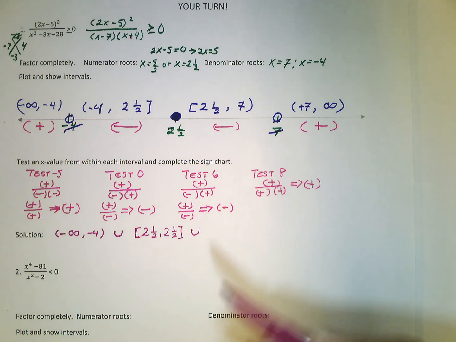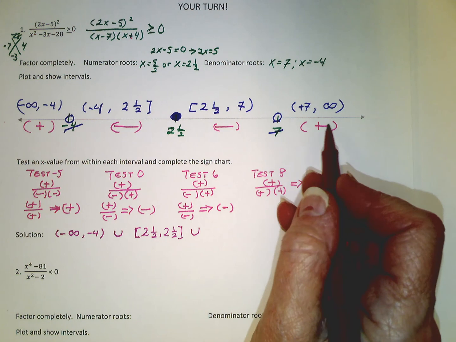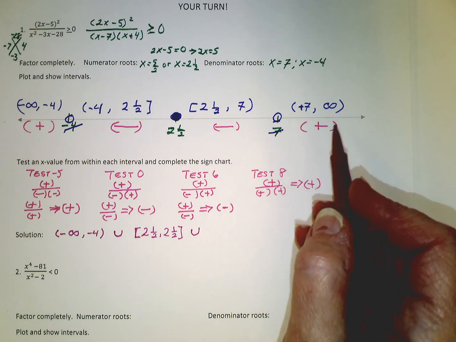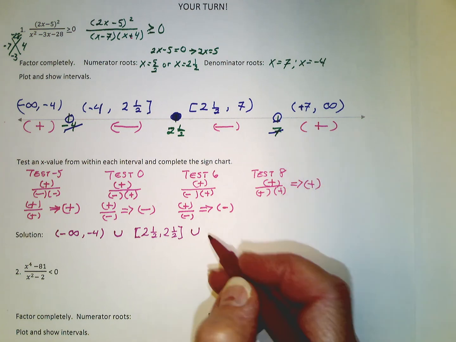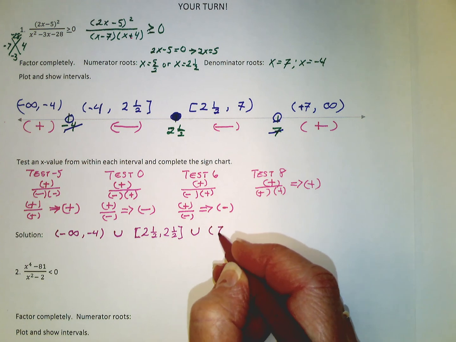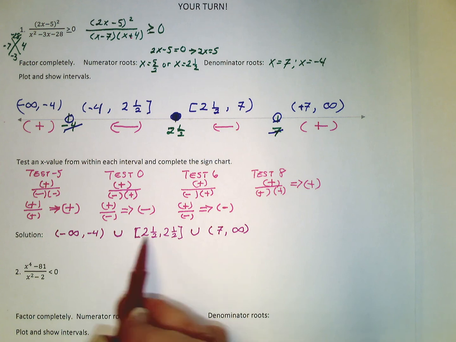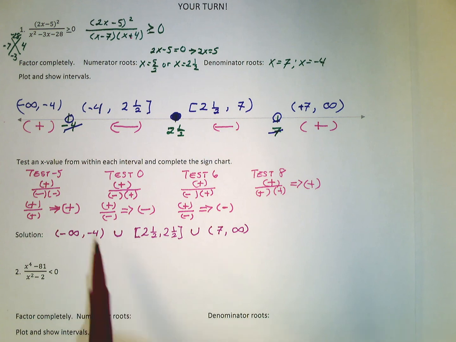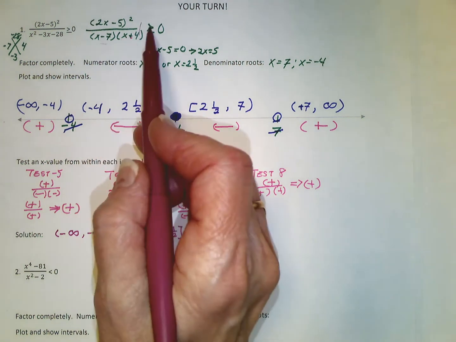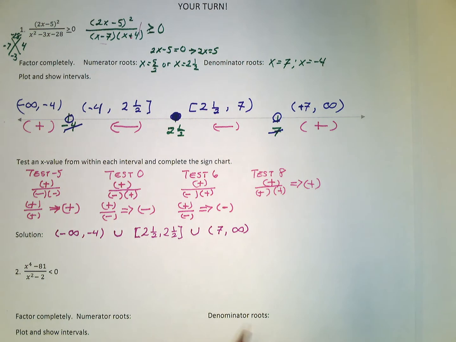United with this part right here, any number in this interval will make the fraction positive, which makes it greater than 0. Any x value from any one of these intervals will make this fraction greater than or equal to 0. So we've got the solution.